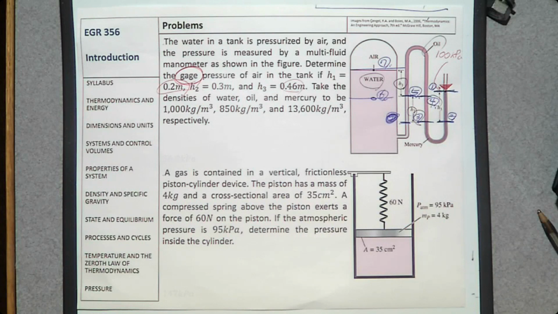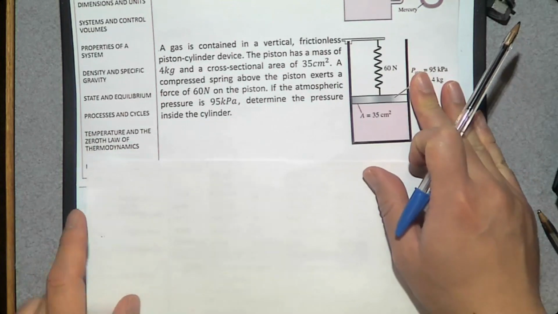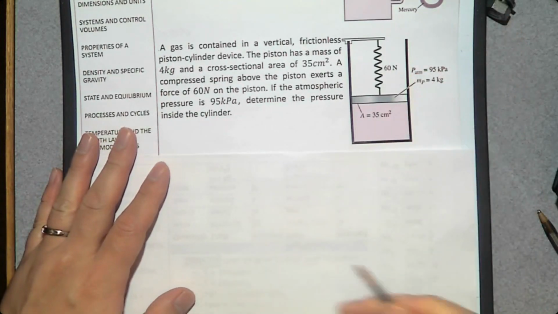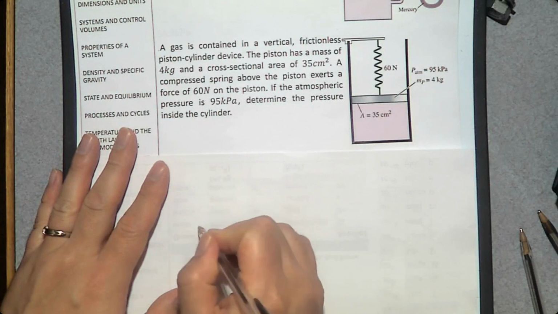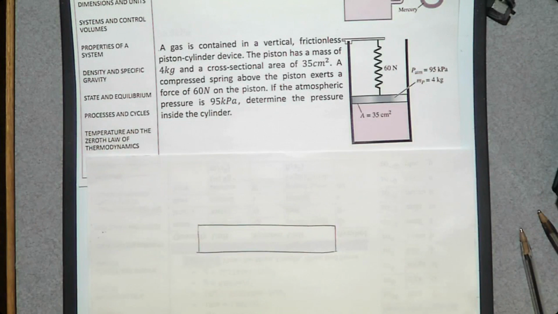If the net force is this way, then the piston is going to move upward. If the net force is this way, the piston is going to move downward. Okay? So our assumption is the piston does not move. In that assumption, we can make a free body diagram. So this is the piston, and we can analyze all the forces acting on this piston.